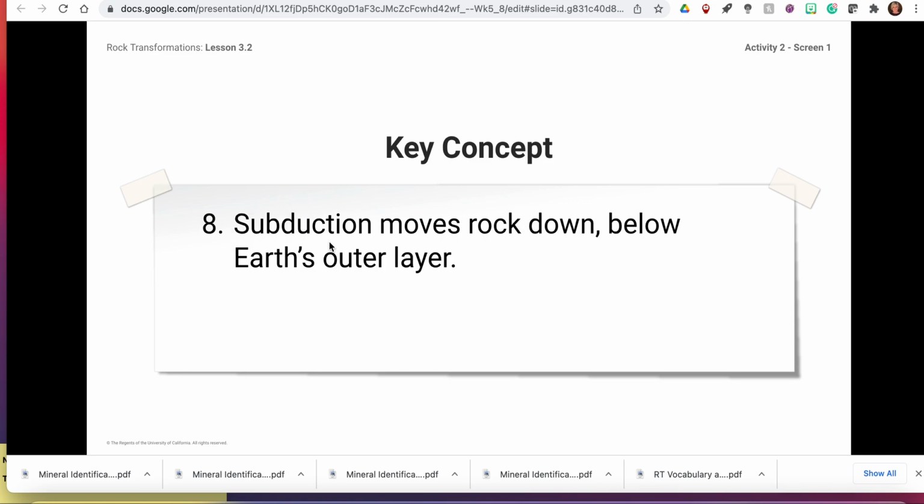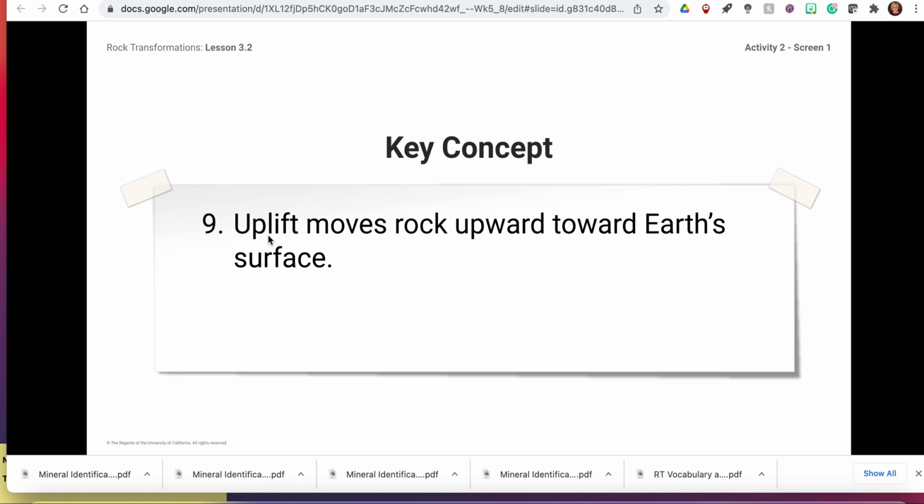Okay, key concept number 8 is just going to describe what subduction is. So subduction, remember that the word sub means below. Subduction moves rock down below Earth's outer layer. Go ahead and pause the video and write that one down. Okay, and then last one, key concept number 9, is going to talk about uplift. So uplift moves rock upward towards Earth's surface. Go ahead and pause the video and write that one.